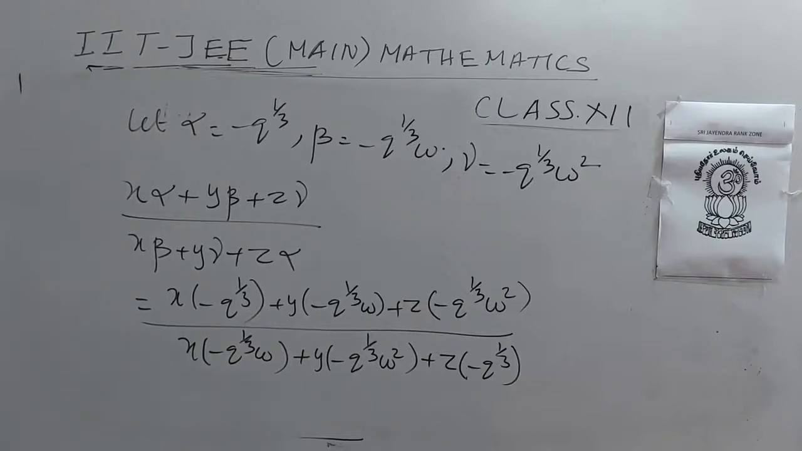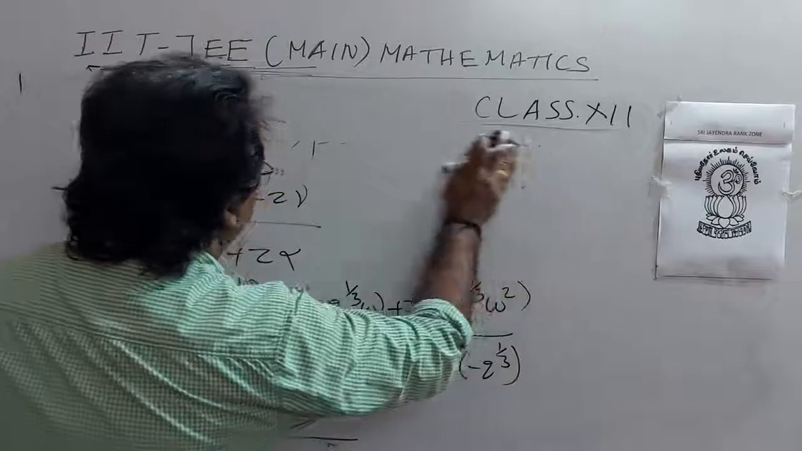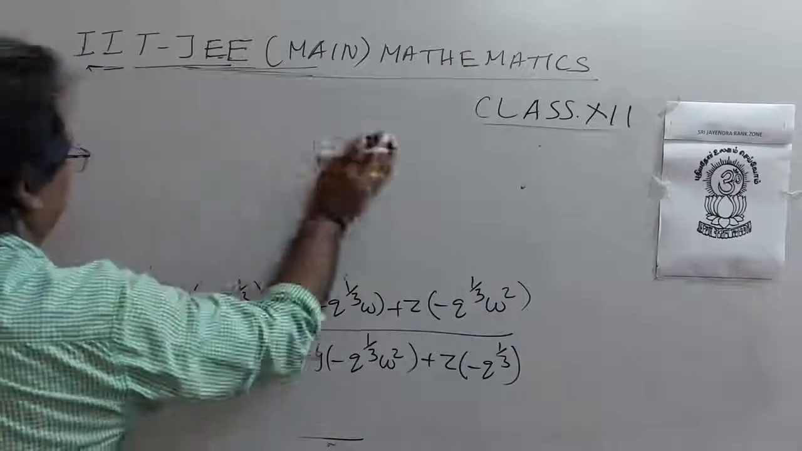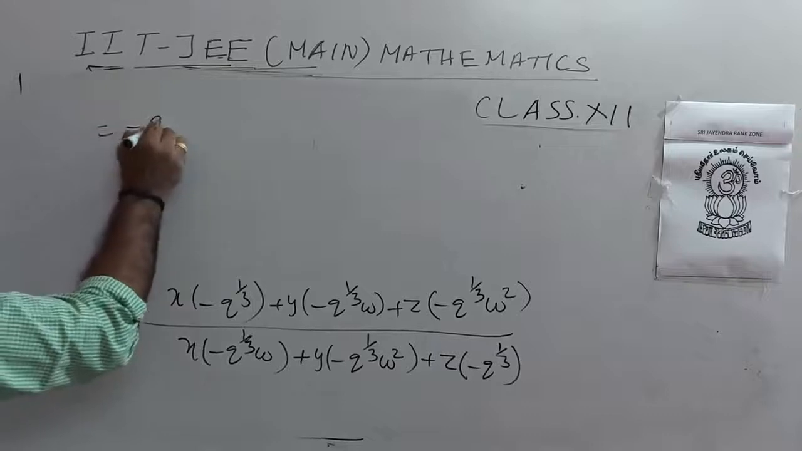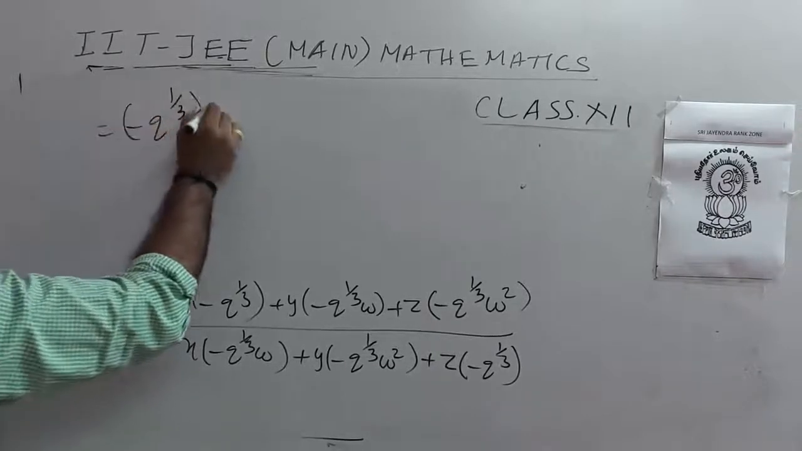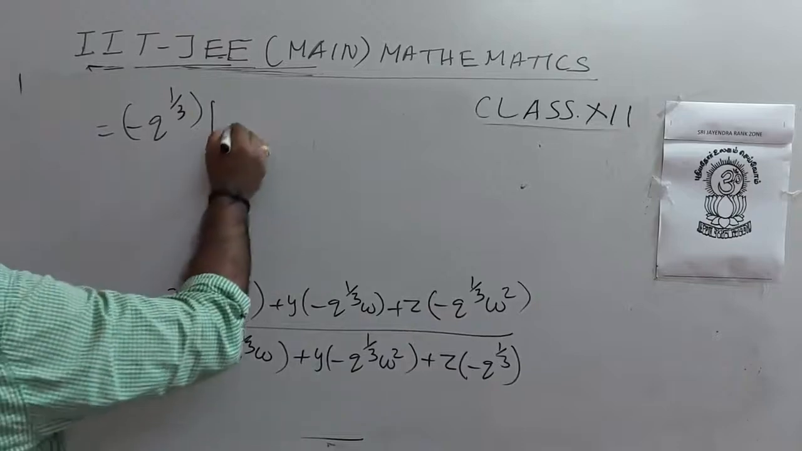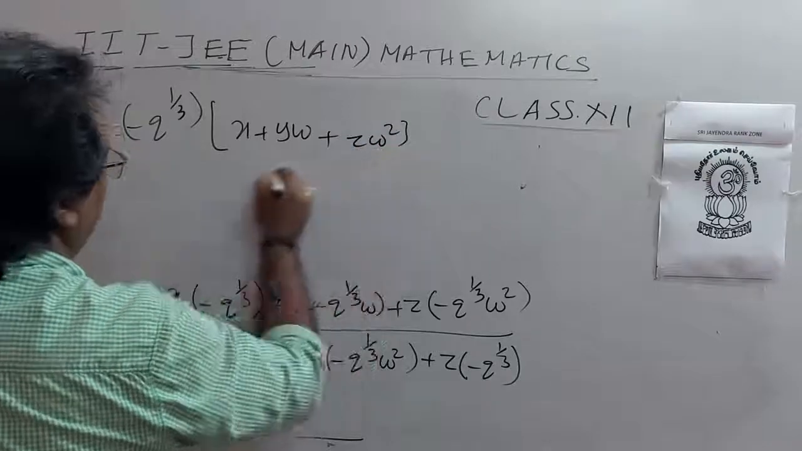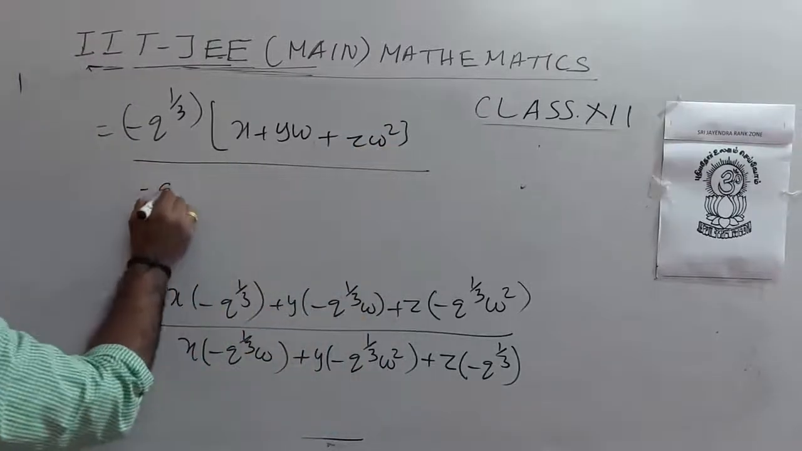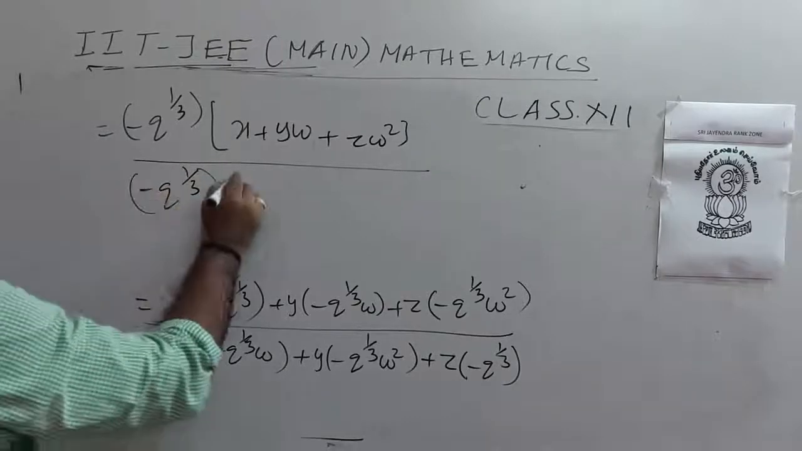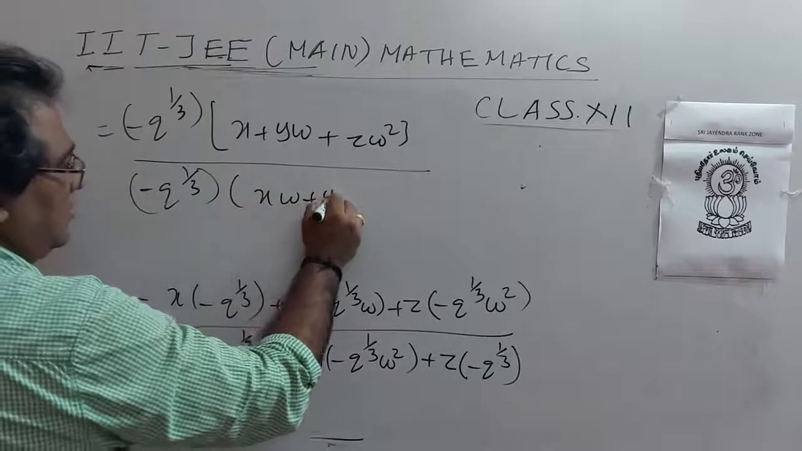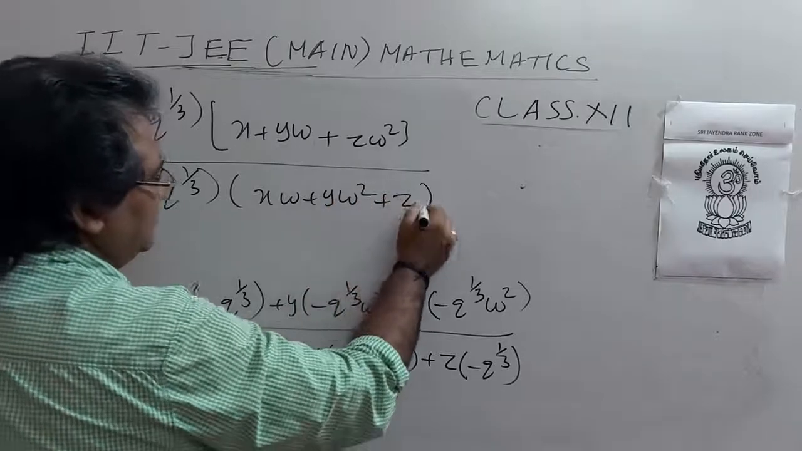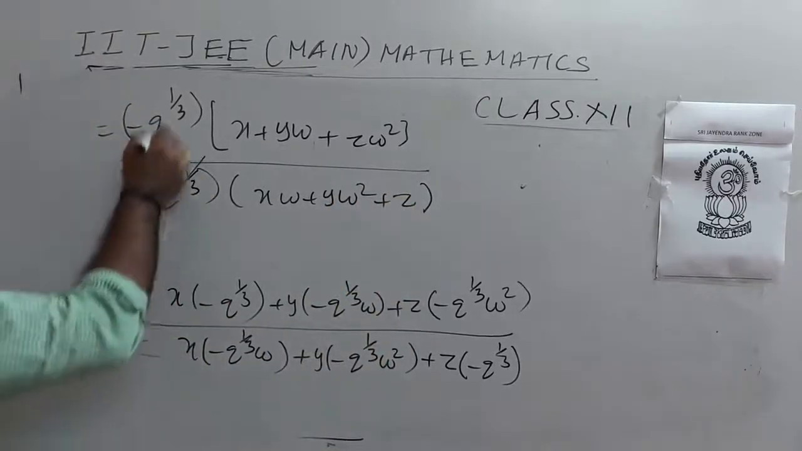If you observe, minus q power 1 by 3 is a common factor in the numerator as well as the denominator. Taking out minus q power 1 by 3 as a common factor, we have (x plus y omega plus z omega squared) whole divided by the same minus q power 1 by 3 into (x omega plus y omega square plus z). This will be cancelled.